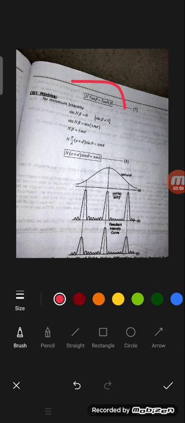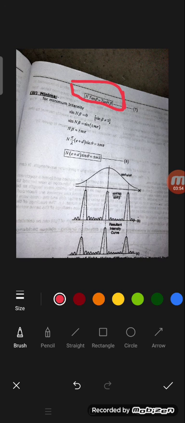Finally we conclude that N sine beta by cos beta is equal to sine N beta by cos N beta. Sine by cos is nothing but tan, so N tan beta is equal to tan N beta. So this is the condition for the secondary maxima.